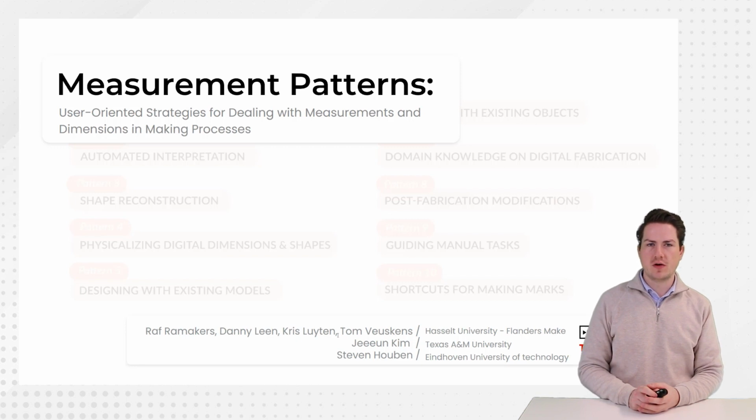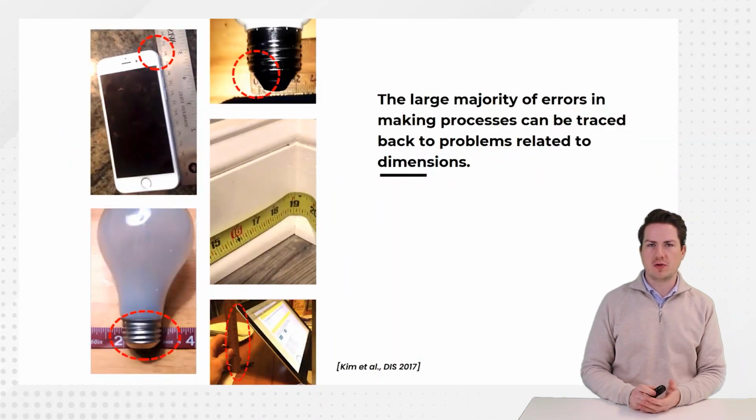So let me first start with a short introduction on measurement problems during making processes. It's quite well known that the large majority of errors during making processes can in the end be traced back to problems related to dimensions. Research also shows that humans actually make a lot of mistakes when handling dimensions. For example, when incorrectly reading a measurement from an instrument, or by incorrectly aligning an instrument with an object, or by problems related to transferring a measurement from an instrument to a workpiece or digital system.